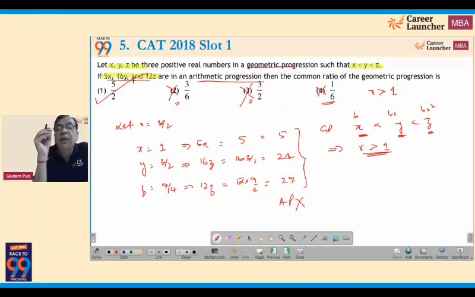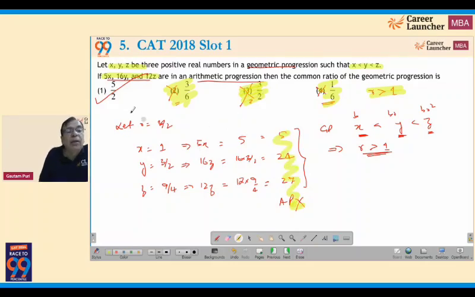Please remember, options are part of the solution. Don't ignore the option, work with the option. When you work with the option, you are able to save time. And this is what we did. First we said, after all, common ratio has to be greater than 1. That means choice 2 and choice 4 are wrong. Then we picked up out of the two choices, and we checked for 3 by 2. 3 by 2 did not give us an AP. That means this is a wrong answer, and the only choice which is left becomes the correct answer.